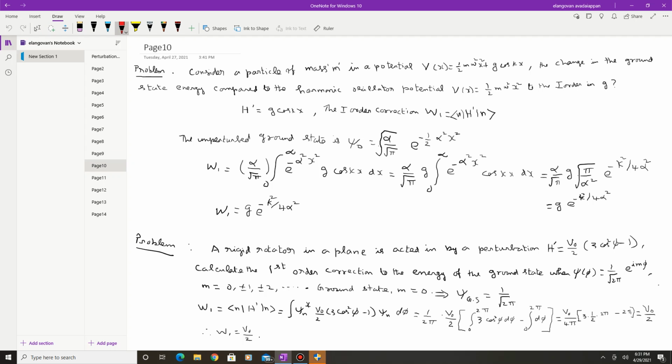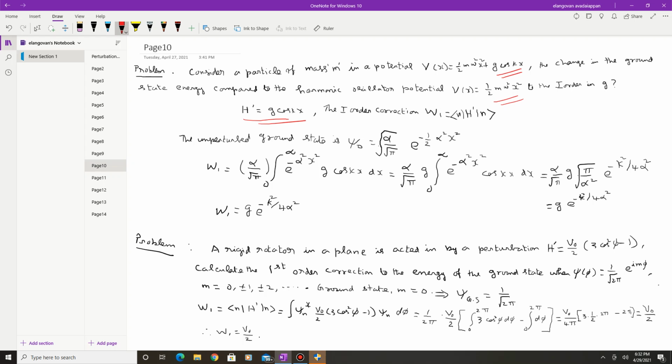Then we take another problem. Consider a particle of mass m in a potential. This is the unperturbed potential, and this is the perturbation g cos kx. So what is the change in ground state energy compared to the harmonic oscillator potential? This is the unperturbed potential energy, and this is the perturbation g cos kx.